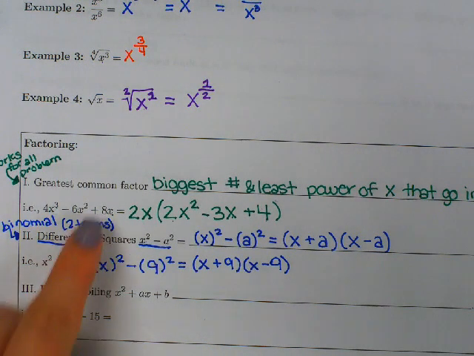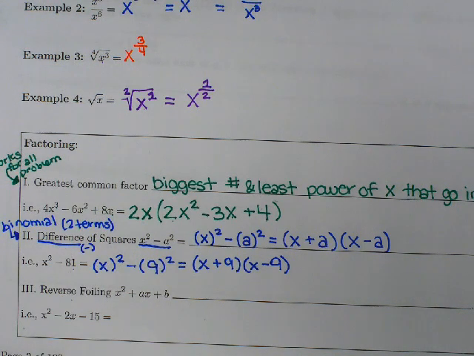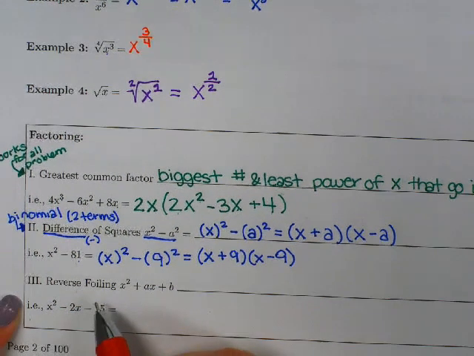Okay, there's our binomial method, difference of two squares. We could always try a greatest common factor on a binomial, something with two terms, because it works for any terms to try. But if it's a difference of two squares, this will be our method.